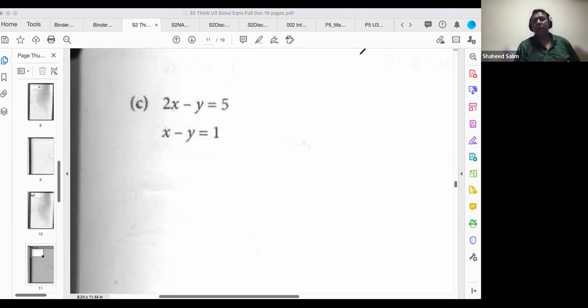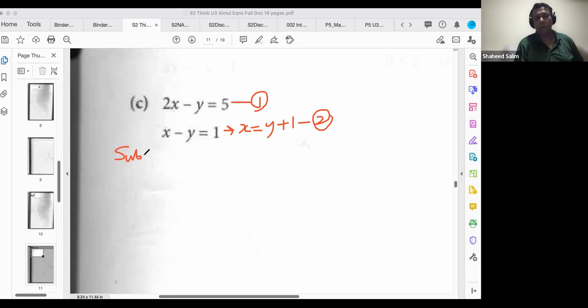So now let's do together. You tell me which one you want to make it x or y equals to something, top or bottom? The bottom. So we change this one: x equals to y plus 1. Do you have that? We call this equation 2, and the first equation 1. Now we substitute 2 into 1. That means y plus 1, we're going to put it inside here.